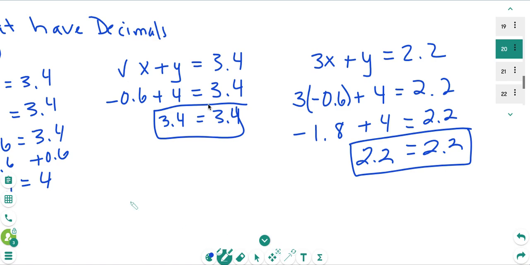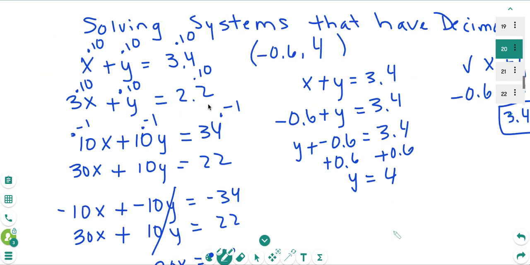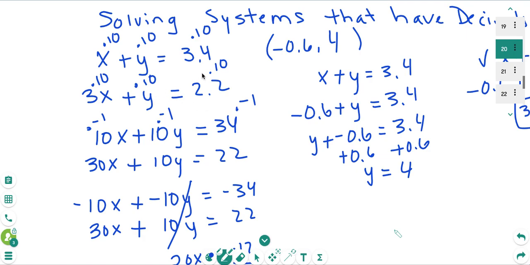So as a recap here, if you're starting out with a system that has decimals, multiply by whatever number you need to that's going to move that decimal out and give you whole numbers. That way, when you solve, even if you get a decimal for one of your ordered pair coordinates, that's still okay, but it's going to be simpler to solve without that decimal there. And that's how you solve systems that have decimals.